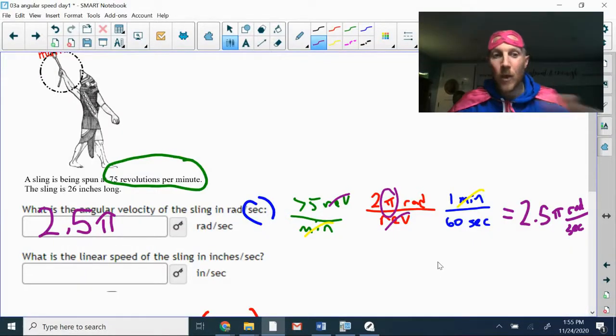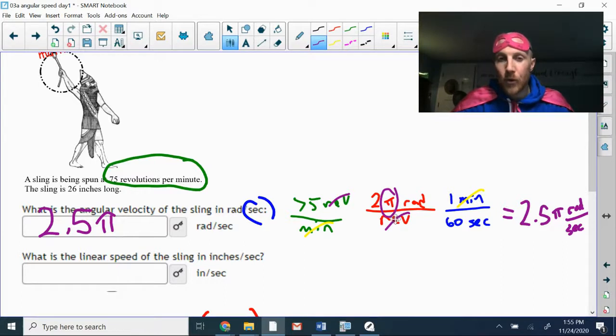Part 2, what is the linear speed of the sling in inches per second? Okay, so now I need to find linear speed. This question is kind enough to tell me what kind of speed I'm converting it into. I have two options of how to proceed. I can work from the original 75 revolutions per minute, that rotational speed, or I can convert from my previous answer, the 2.5 pi radians per second, that angular speed.